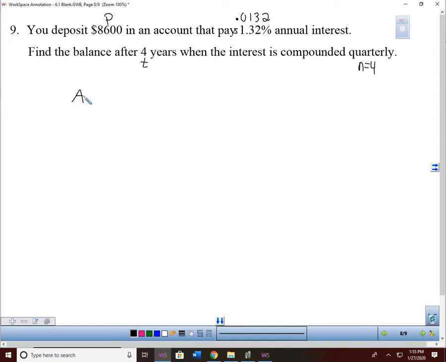So I have my balance is equal to my principal, 8,600, times 1 plus my rate, which is 0.0132, all over how many times I'm compounding, raised to how many times I'm compounding times how many years. So if you plug that in, you're going to get 9,065.49. So in 4 years, I made about $465.